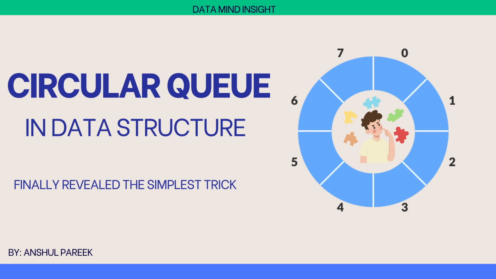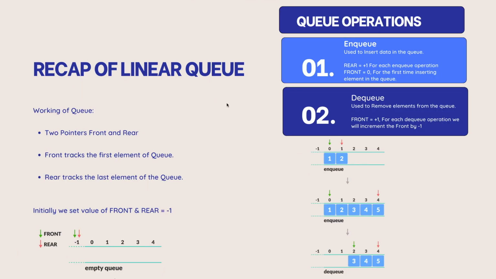So let's get started. In order to understand circular queue, we need to take a recap on the linear queue. In linear queue, we have two pointers. First is front and second is rear. Initially front and rear are equal to -1, which tells us that our queue is empty. If we insert an element into the queue, we increase our rear by 1. In the very first element, we initialize our front with 0 and we increase our rear by 1. Let's see how it works.